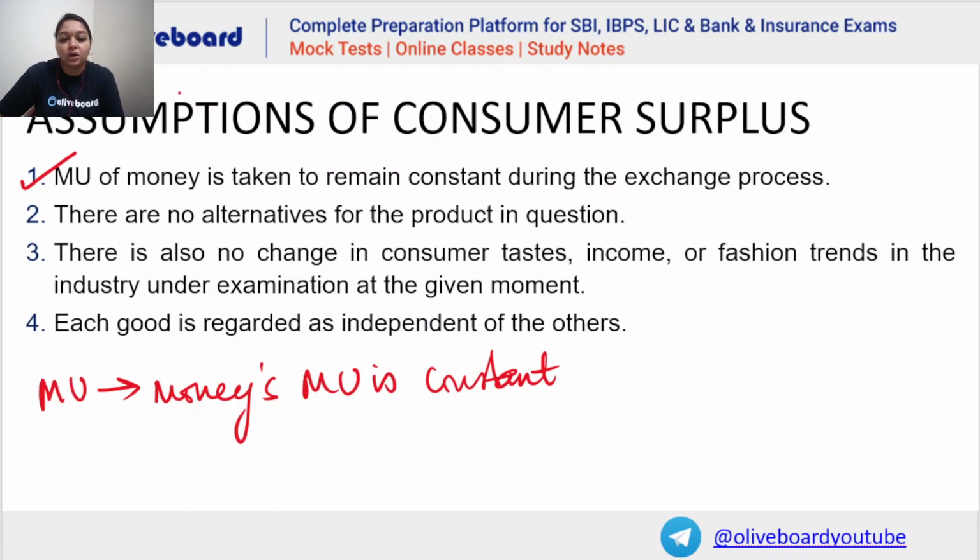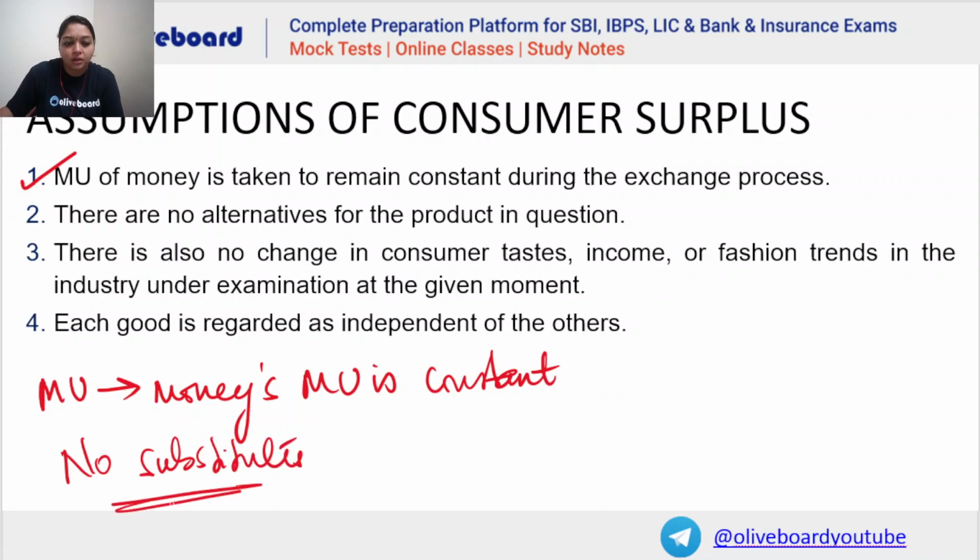There are no alternatives for the product in question. So what does the second one mean? It means no substitutes, right? There are no substitutes for the product. That is what this means. No alternatives means no substitutes, okay?